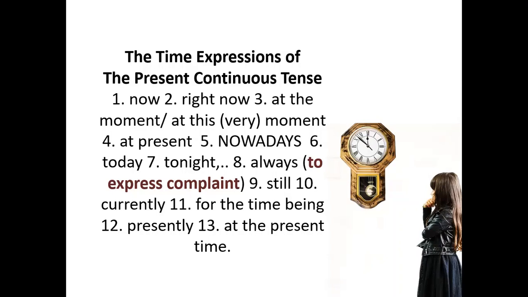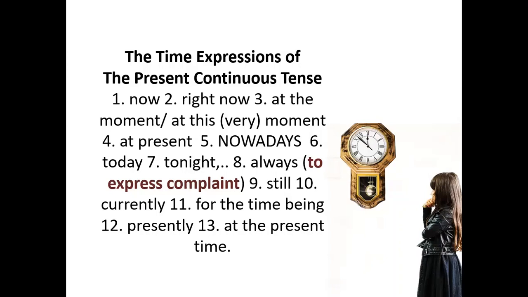Tonight, always to express complaint. Yes, it has got a specific meaning. For example, you express your complaint. Ahmet, stop complaining. You are always complaining. You are always criticizing your friends. Yeah, you are always criticizing your friends to express your complaint, your dislike. Still, yes, as I said, we are still studying present continuous tense. We are still studying present continuous tense.